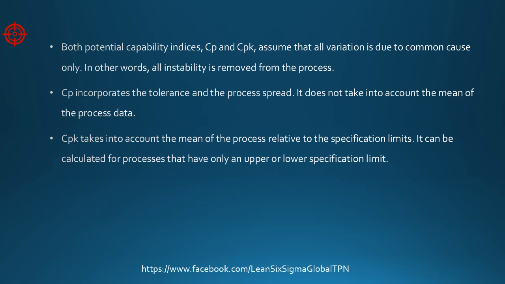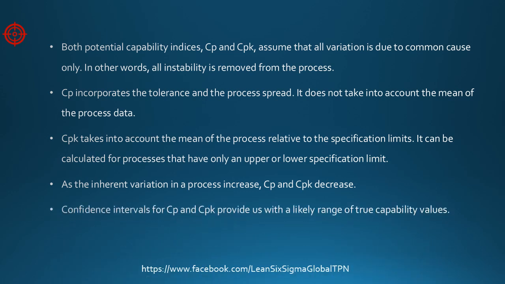As the inherent variation in a process increases, the capability indices decrease. Confidence intervals for Cp and Cpk provide us with a likely range of true capability values.